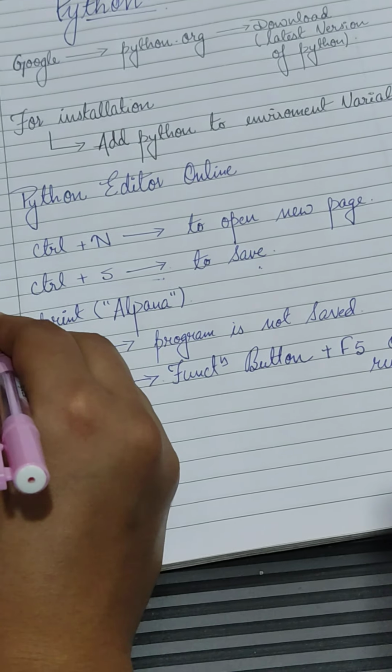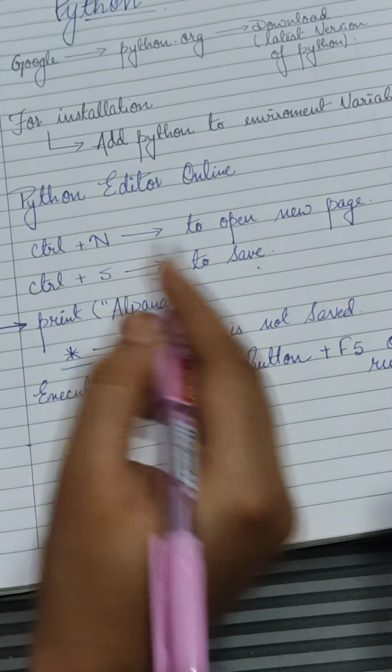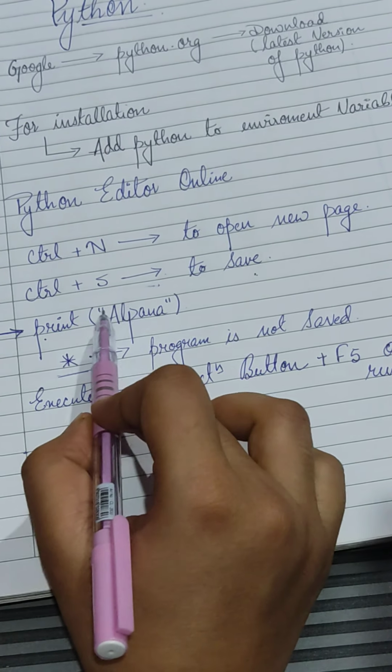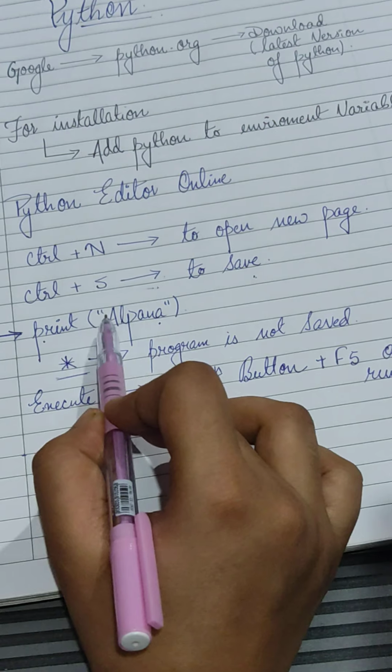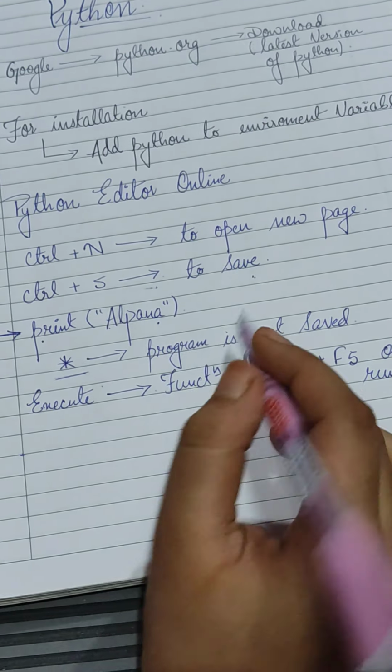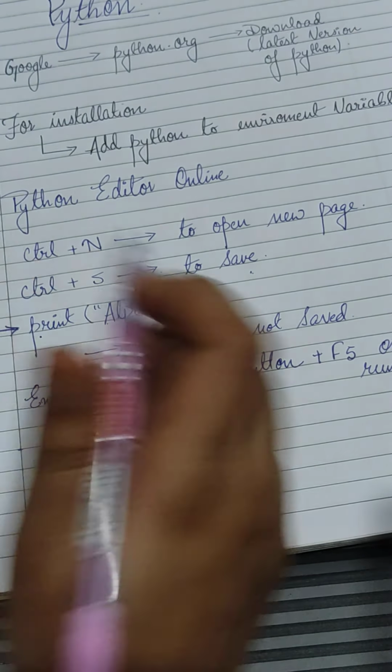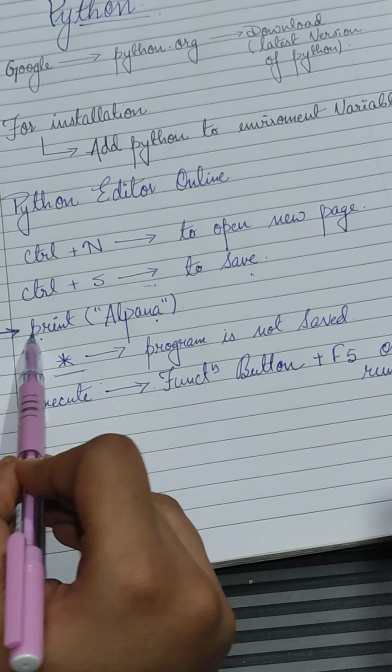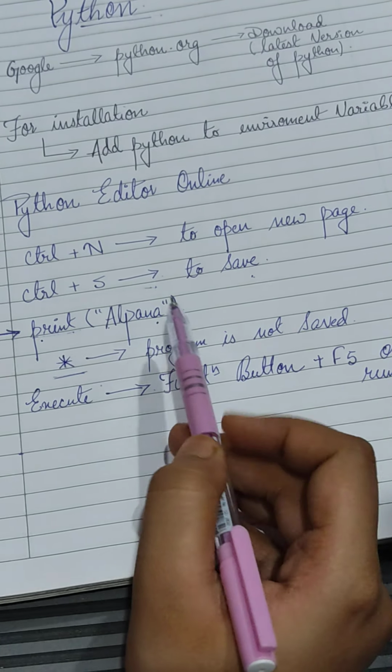This is used for printing. In print brackets, I have written Alpna in double quotes, so this will print the output on the console screen. This is a keyword to print the data on the output screen.